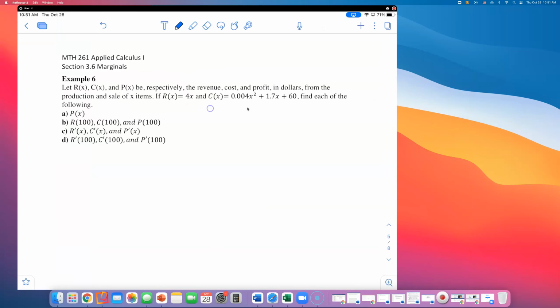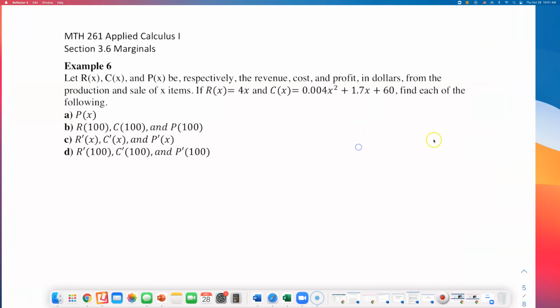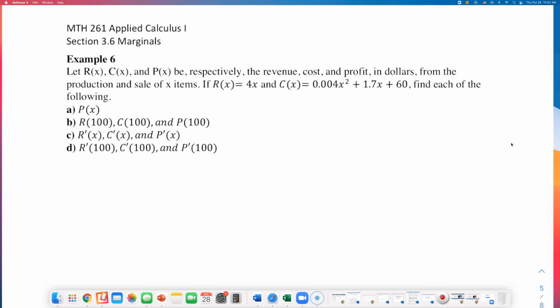In this video, we will go over example 6 in section 3.6 marginals for Math 261 Applied Calculus 1 students. This is one of your homework problems. It says to let R of X, C of X, and P of X, revenue, cost, and profit, be respectively the revenue, cost, and profit in dollars from the production and sale of X items. All right, so they're giving us some functions.